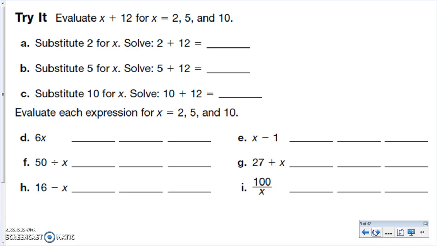For the try it, we're going to evaluate x plus 12 for x equals 2, 5, and 10. So for A, we substitute 2 for x. So we have 2 plus 12 equals 14. For B, we're substituting 5 for x, so we have 5 plus 12 is 17. Then for C, we have 10 for x, so we have 10 plus 12 equals 22.